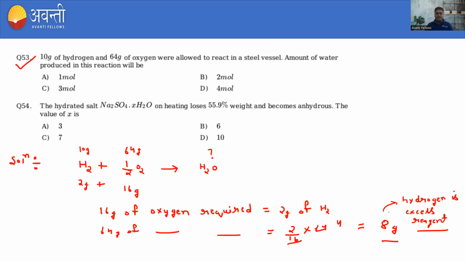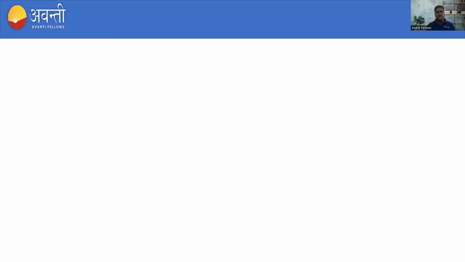So which one of the following is the limiting reactant? Yes, obviously if hydrogen is in excess, then oxygen will be the limiting reactant. So it is very much clear that oxygen is the limiting reactant. Okay, just remember this. Clear? So oxygen is the limiting reactant here.